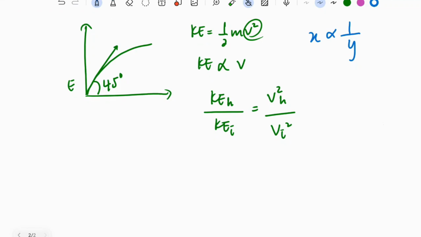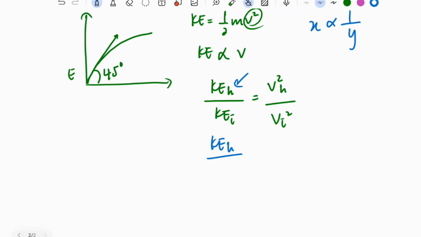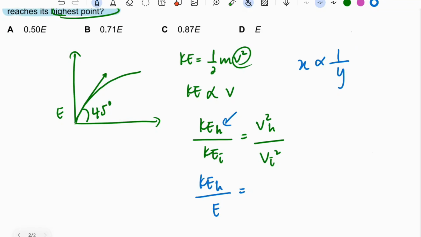So you're going to find what is this value, right? I'm just going to make it as KEH. Initially it was E. And what is your velocity at your highest point? At my highest point, my vertical velocity is 0. I only have my horizontal velocity, which is V cos 45 degrees. So I set this to be V. I should have said that earlier, but yeah. I set the resultant velocity to be V. At my highest point, there's no vertical velocity, only horizontal. So the only velocity there is V cos 45.